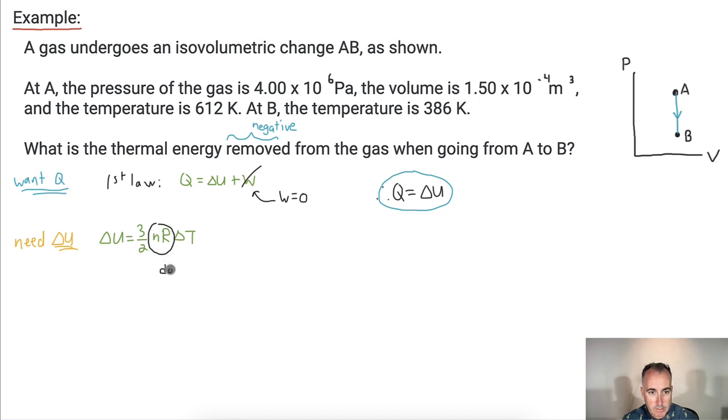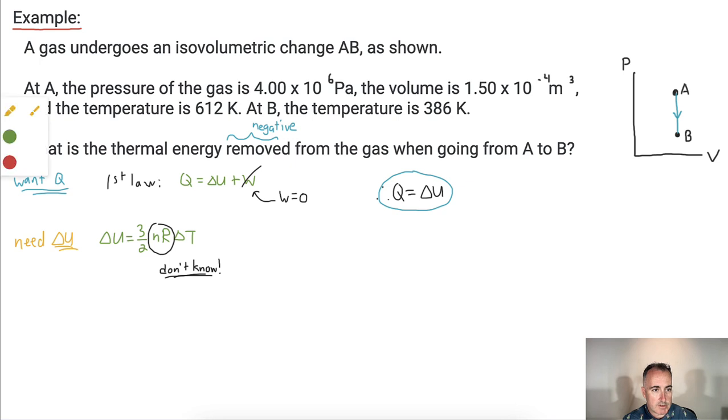I don't know what N is. I don't know the number of moles. So how can I do this? I do know the change in temperature, that's good, but I don't know this. So what do I do? Well, here's where we can be a little bit sneaky.